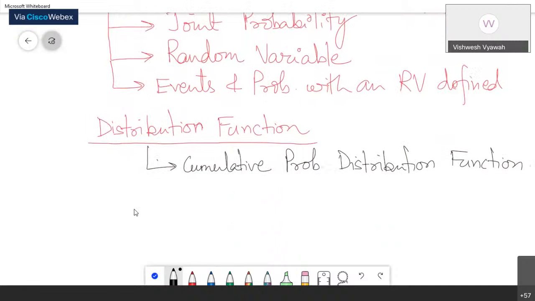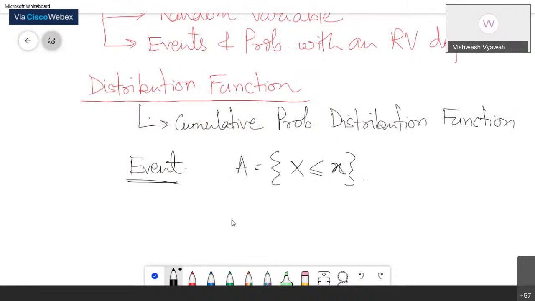Now, an event can be defined as A is equal to X less than or equal to small x. Do you agree with this? X less than or equal to small x. This is how you define an event. Now here you will find that this x is nothing but a variable. Why? Let me explain it to you.